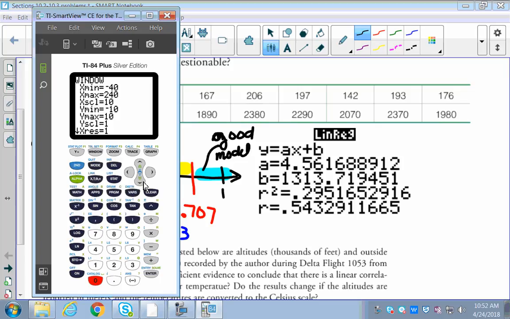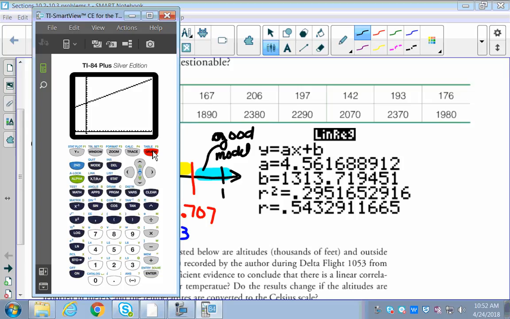So when I cursor down now to my Y, it's going to go from 1,300 something all the way up to what? 2,400 at least, and we want to go above. So let's say that we're going to make our Y minimum negative 100. And I'm going to go up to 2,500. And again, my Y scale there, I'm probably going to make 100. So now I'm at least going to see something. So let's hit graph. And now I can see my line.